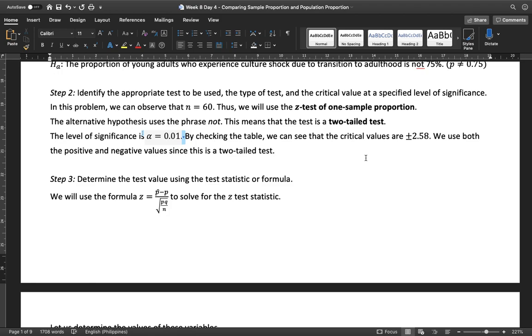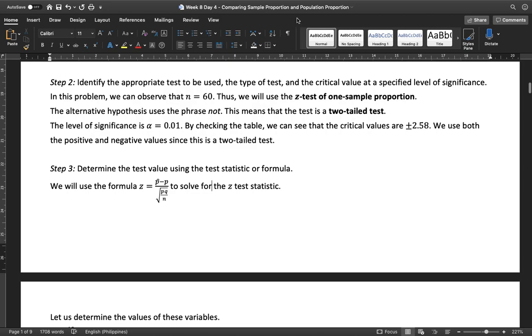Bakit? Kasi two-tailed siya. Pag two-tailed kasi, we both use the positive and negative values. Kapag one-tailed, doon lang tayo nagde-decide kung positive siya or negative siya. So let's determine the test value using the test statistic or formula. We make use of this formula to solve for the z-test statistic.